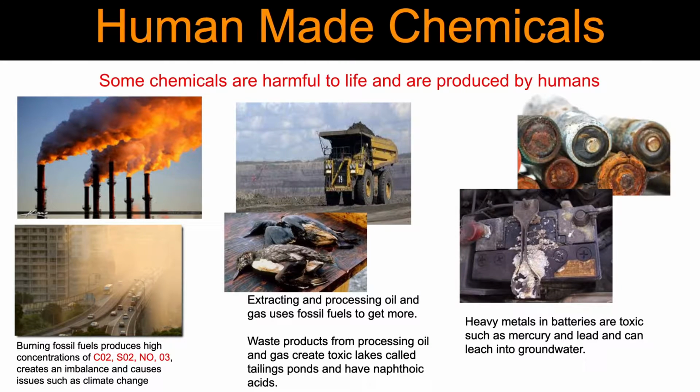Another thing that we have to be really mindful about is this thing called heavy metals. This isn't something that we are going to look at right now, but you can see there in the picture that there's battery acid. Heavy metals in batteries are toxic, such as mercury and lead. There was a massive deal that happened in Japan with massive amounts of mercury poisoning. In fact, it created mutations in babies, and we'll start to look at that later.